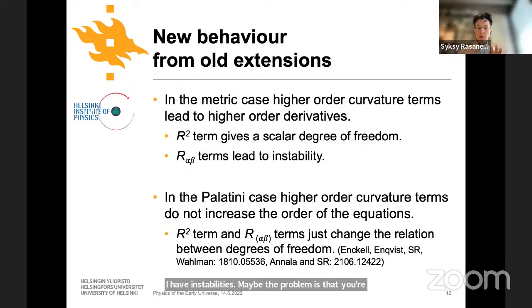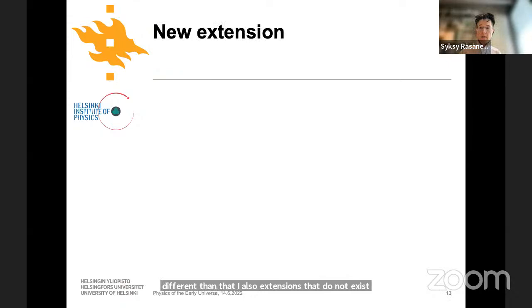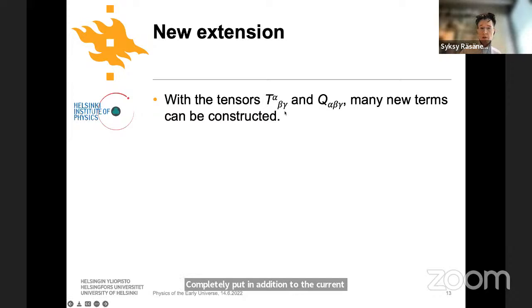So this was about extensions that exist both in the metric case and the Palatini case and how they are different. Then there are also extensions that do not exist in the metric case, that are only in the Palatini case or in some other alternative formulations. Concretely, in addition to the curvature tensor, we have two new tensors, the torsion and the non-metricity. Both are dimension one, so you can construct lots of terms with them, even if you stick to dimension four.